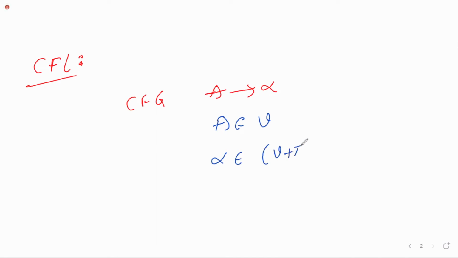CFL is a context free language. The grammar which is generated by the context free language is the context free grammar, which is CFG. CFG must be in the form of A to alpha. If CFG is in the form of A to alpha, then A belongs to V and alpha belongs to (V plus T) star. A belongs to variables, alpha belongs to variable plus terminal whole star.